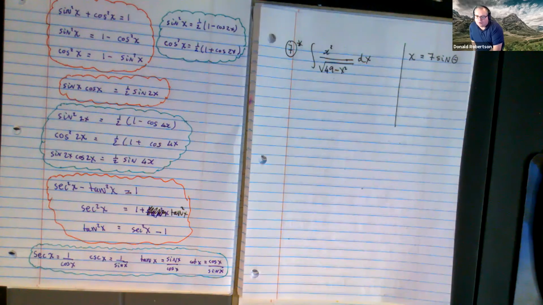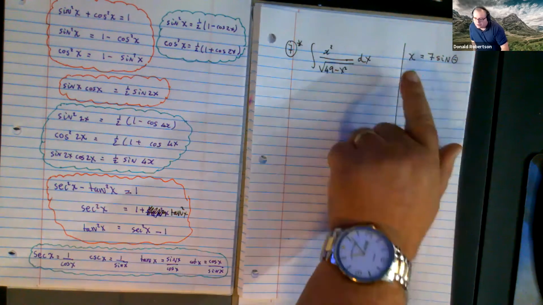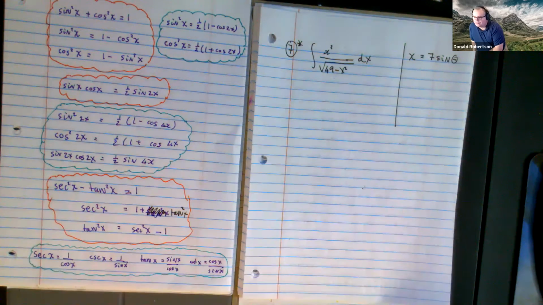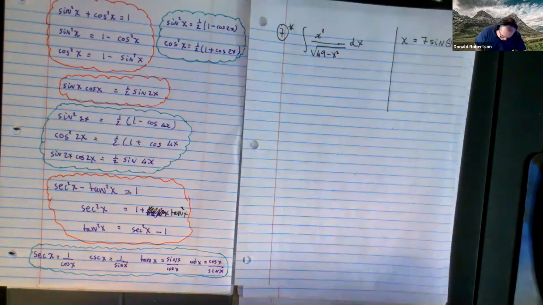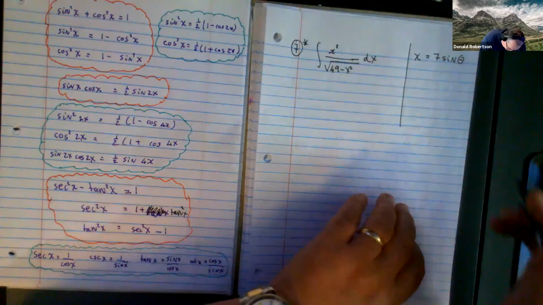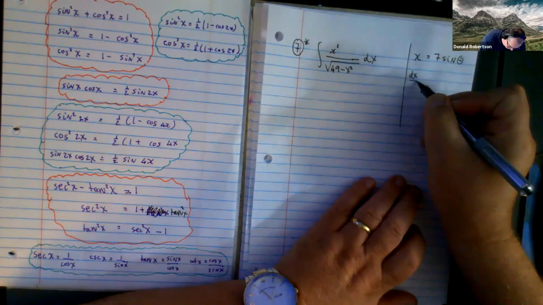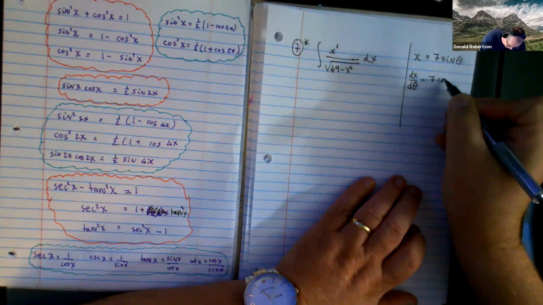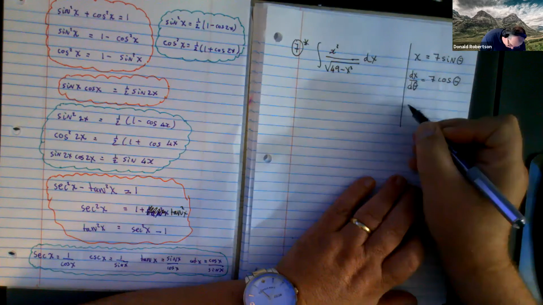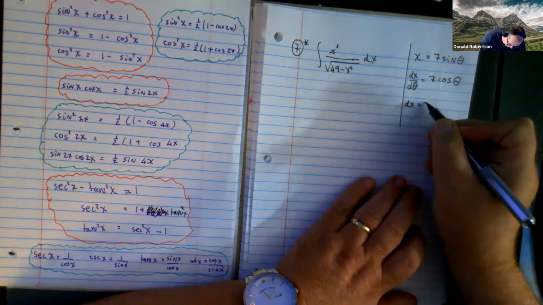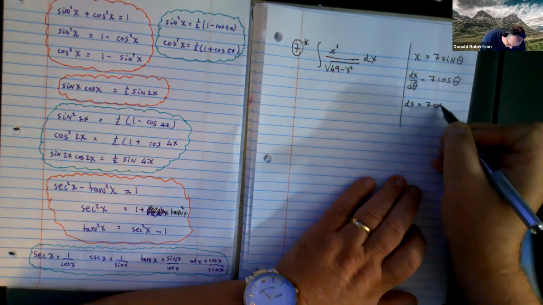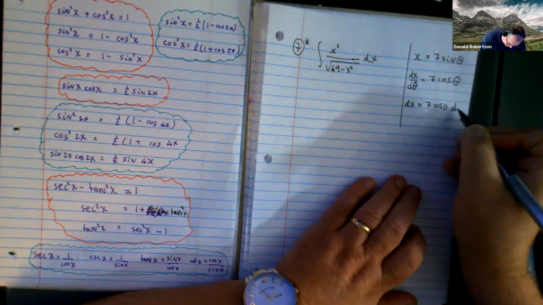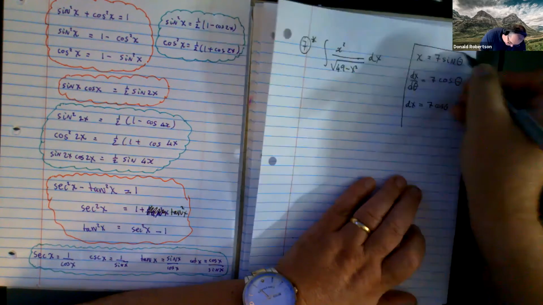Now, in some homework questions, they tell you who that is, which is great. In some questions, they don't. So you've got to know how to figure it out. Now, what I'm going to do now is differentiate with respect to theta. And that's going to get me 7 cosine theta. And then I'll do my crossover, and I have 7 cosine theta d theta. And at that point, we're finished.